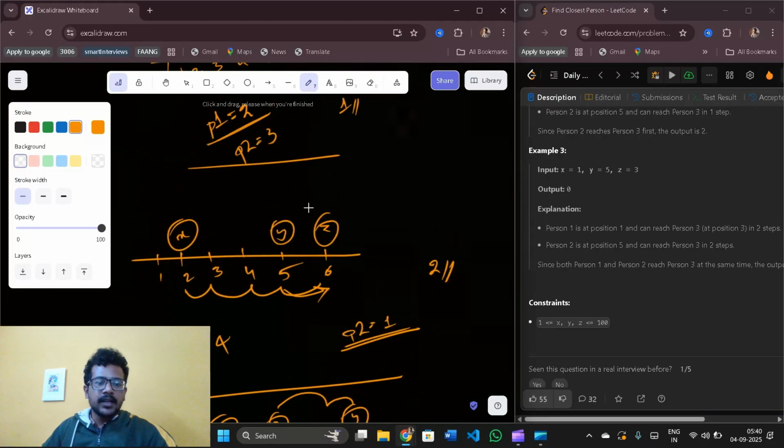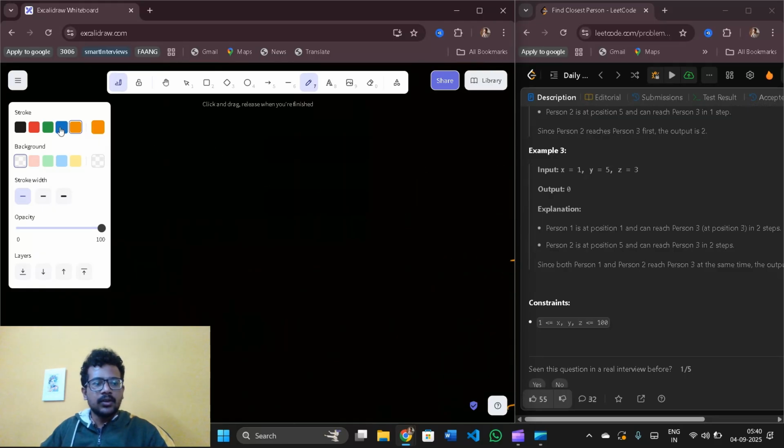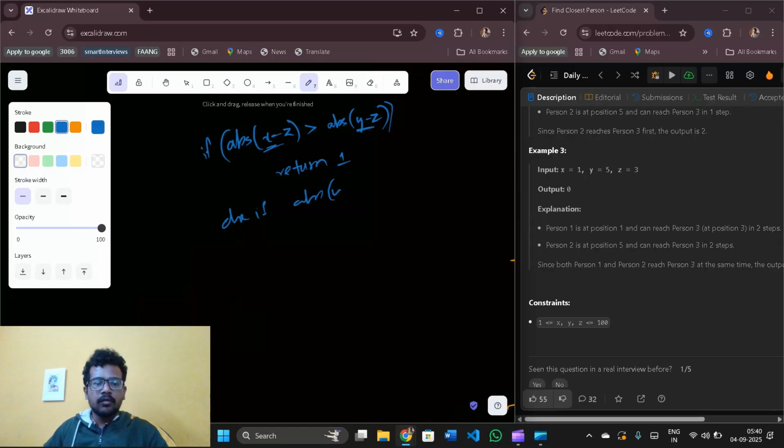But what if y is before z? 5 minus 6 will give minus 1. So what I'll do is I'll take the absolute value. Absolute of x minus z is greater than absolute value of y minus z. That means y is taking less time than x. So if this is the condition, return 1, right? Now, else if absolute value of x minus z, x is taking less time than y, then what will I return?